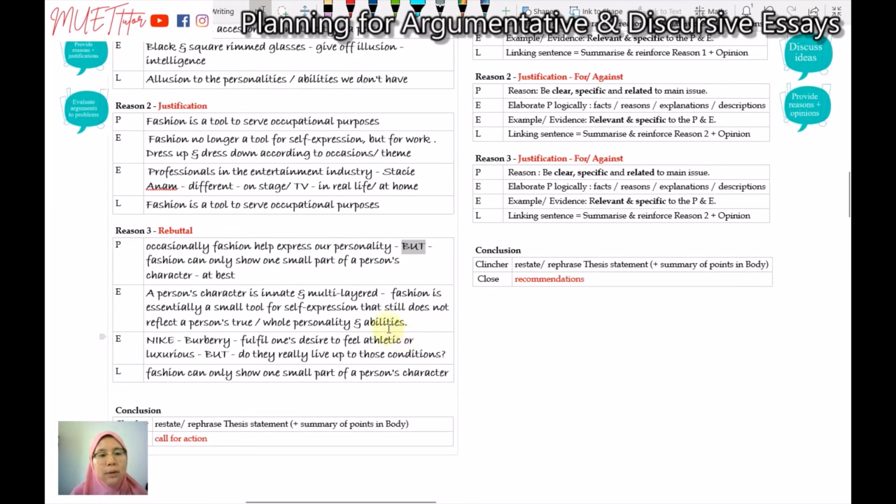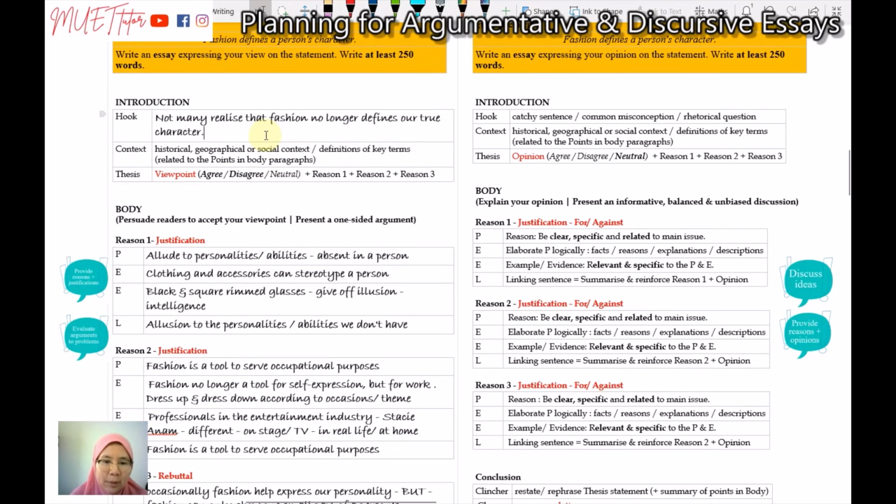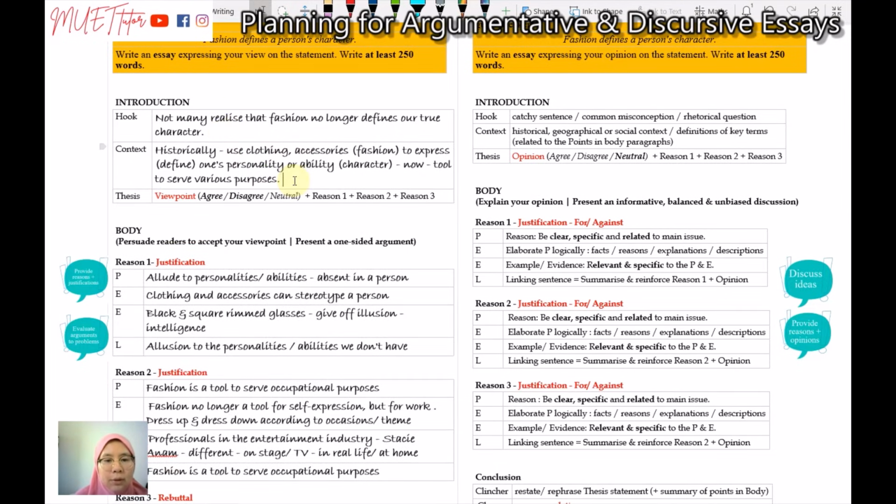We can fill out the introduction and conclusion. In the introduction, for the hook, let me try, not that catchy, but I'm assuming that people will start to question when they read this statement, meaning that they are interested to know further. Then give them a context. Here I use clothing accessories to replace or define fashion, and then the word express to replace the word define, and then personality or ability to mean character.